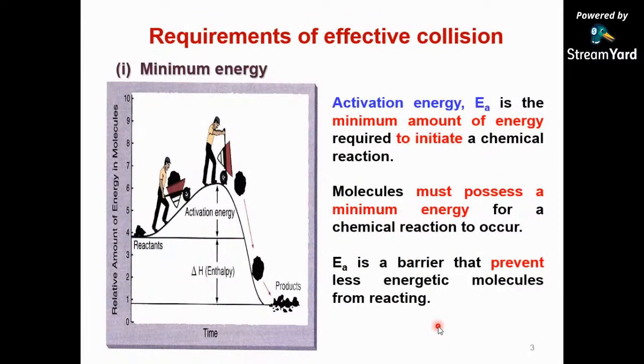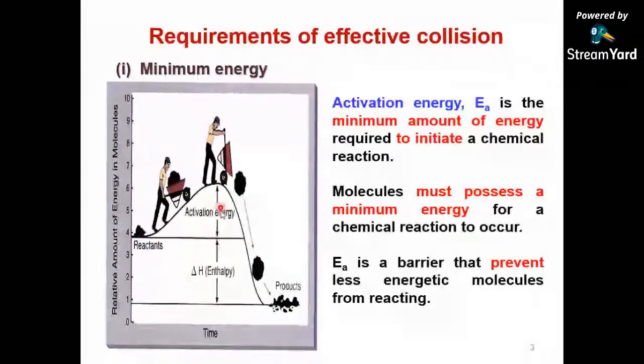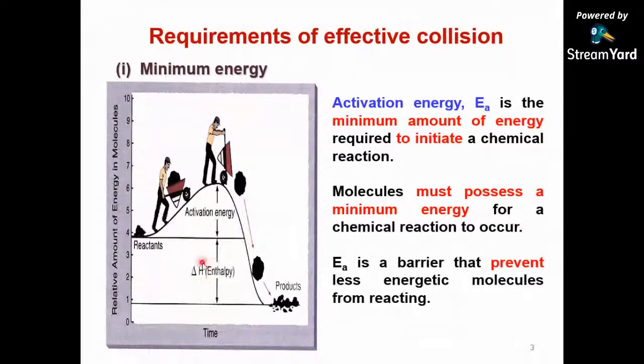So now we check the details of minimum energy. The reactant is over here, this is the graph, and here is the product. From the peak down to the reactant, we call it activation energy. From reactant to product, we call it enthalpy. Enthalpy we will look at in detail in thermodynamics as well. So activation energy is the minimum amount of energy required to initiate a chemical reaction, so molecules must possess a minimum energy, meaning you have to overcome the activation energy. Ea is the barrier, which prevents less energetic molecules from reacting. Later we will look at how to lower the activation energy.